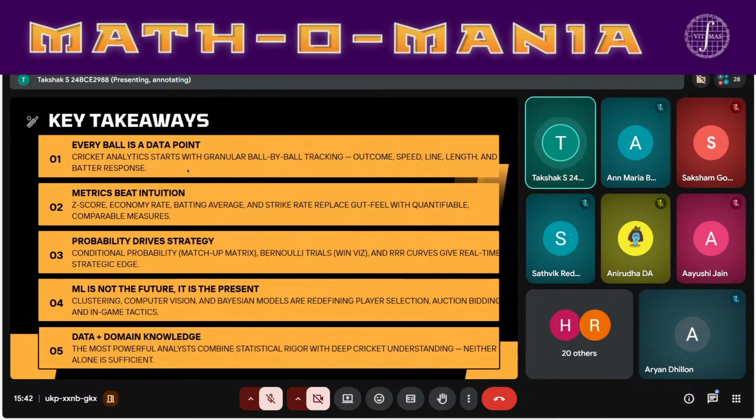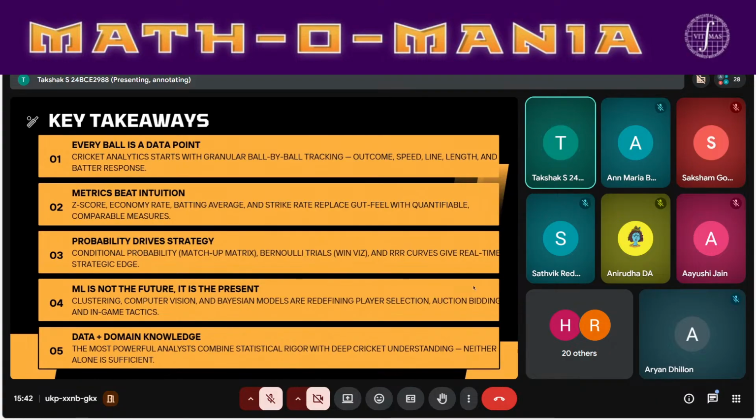Every single delivery is recorded with multiple variables like outcome, speed, line, length, batter position, shot type. This ball by ball data is the foundation of everything we discussed. Without it, none of the metrics, maps, or probability curves are possible.